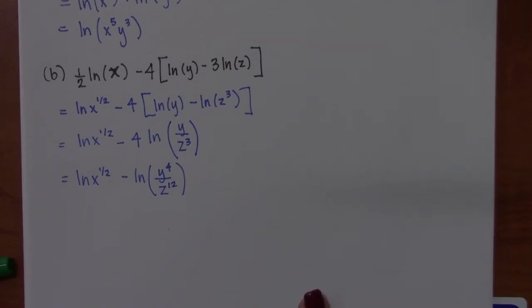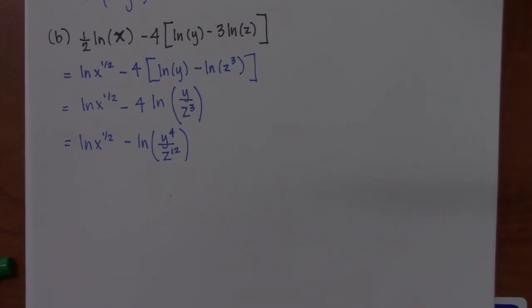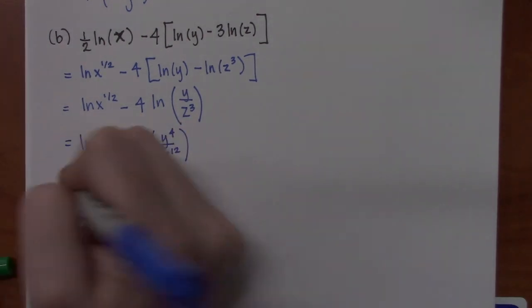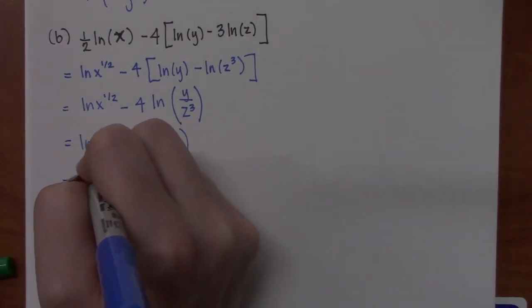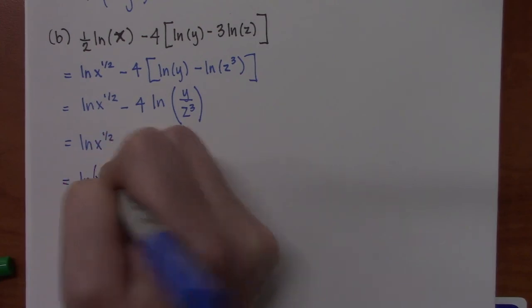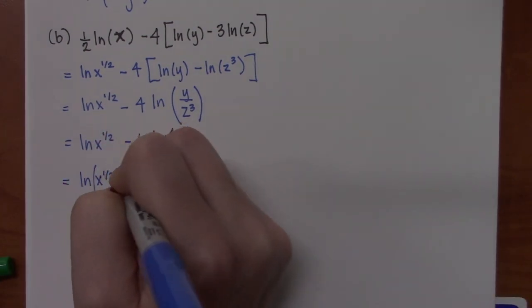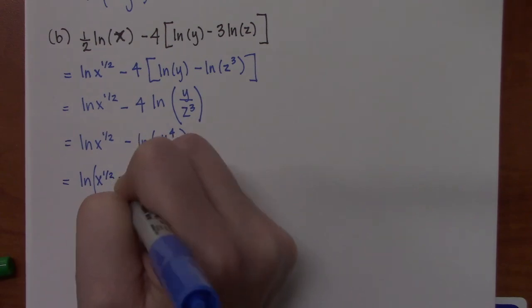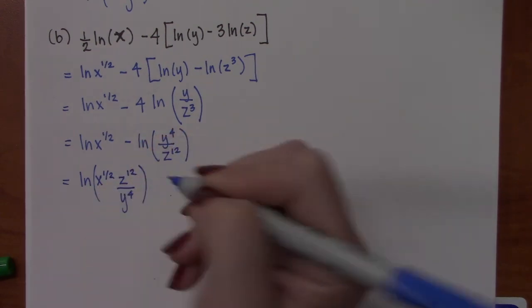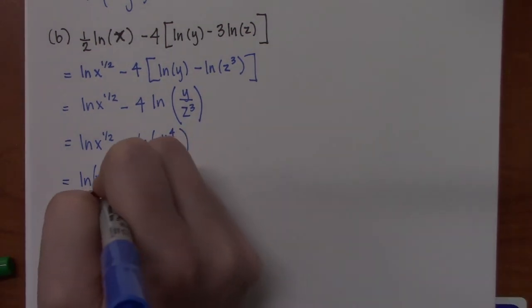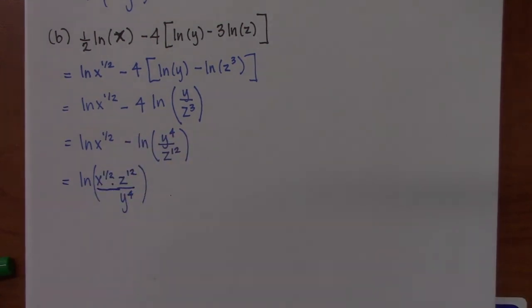So an exponent raised to an exponent. And then we've got x to the 1/2 minus this stuff. So we're supposed to divide, right? But since the second thing is a fraction, when you divide by a fraction, you're really just multiplying times the reciprocal. So we can say this is natural log of x to the 1/2 times z to the 12th over y to the 4th.